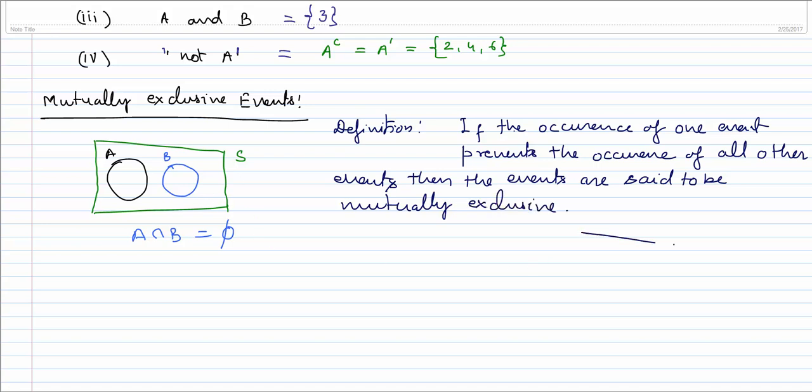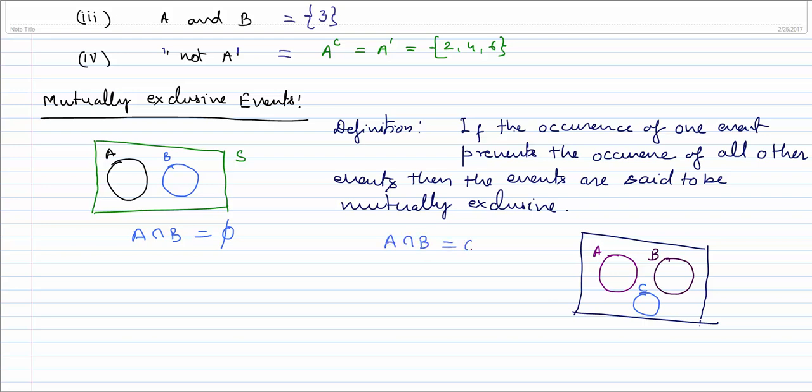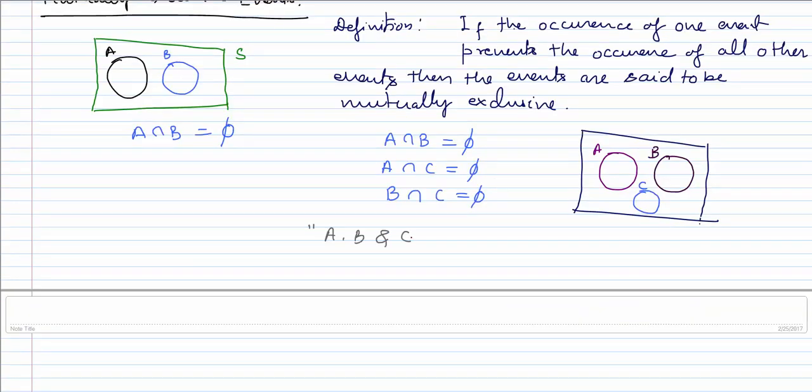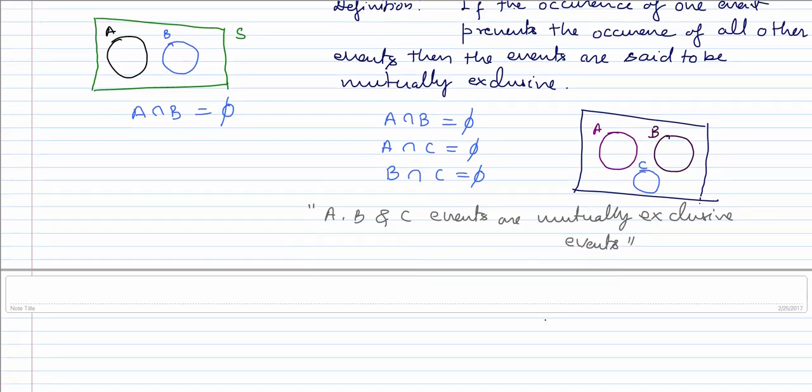Let's say we may have more than 2 events as well. Let's say in this case we have 3 events A, B and another one C. So what are we getting here? A intersection B is a null set, A intersection C is a null set, B intersection C is also a null set. So we can say that A, B and C events are mutually exclusive events. So this is the wording of mutually exclusive events.